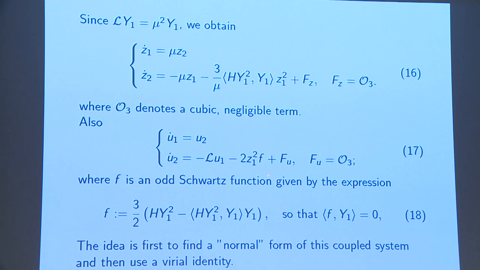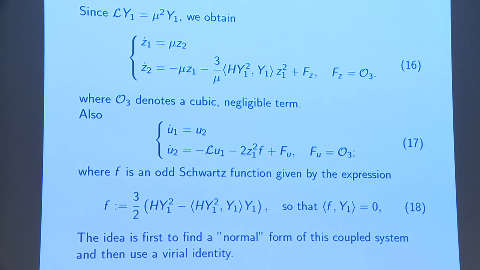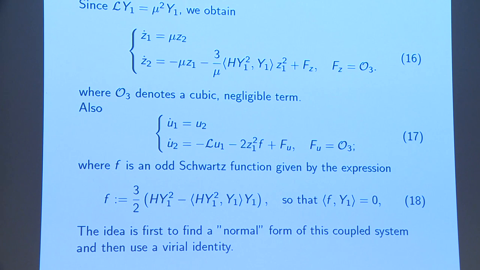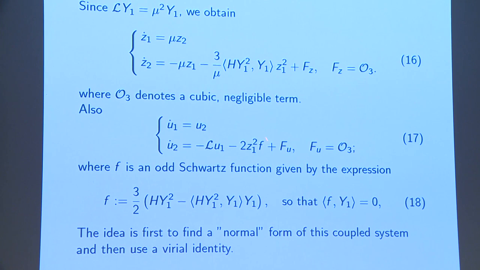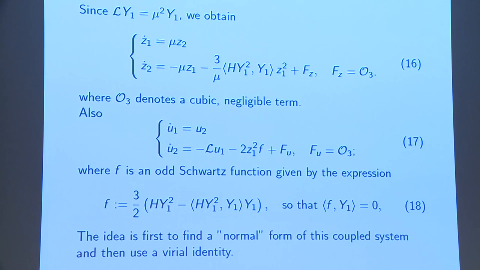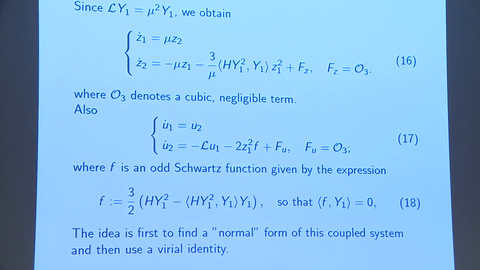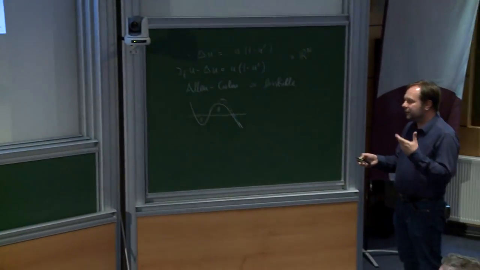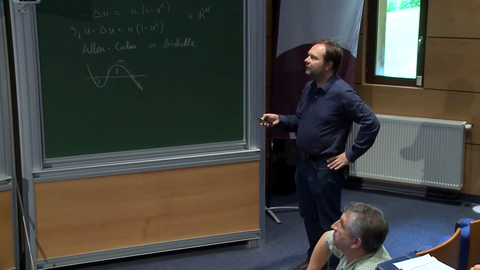And the function f here, by the way, is explicit. It's a nice decaying function. And this function plays a role later on. So the idea basically is to somehow reduce in a way. One would like to find a normal form, perhaps, but this is not so easy. I think it's quite complicated, but you can find something like a normal form.